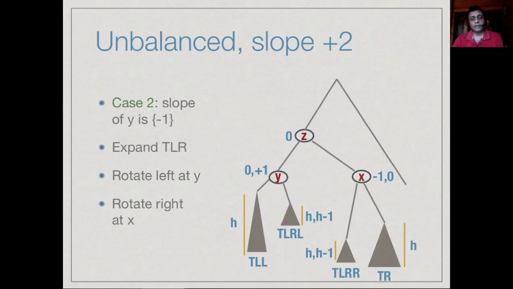And now we have a very happy situation, which is that if you look at the slope of Y, then it is either 0 or it could be plus 1, because this could be H minus 1. If I look at X, it could be minus 1 because this could be H minus 1, this is definitely H, or it could be 0. But this whole thing is definitely H plus 1 because I do have at least one subtree of size H. This whole thing is again H plus 1 because I have at least one subtree of size H, and therefore the slope at Z is 0. So all three nodes X, Y and Z have slopes in the correct range, and therefore again I've restored the balance.